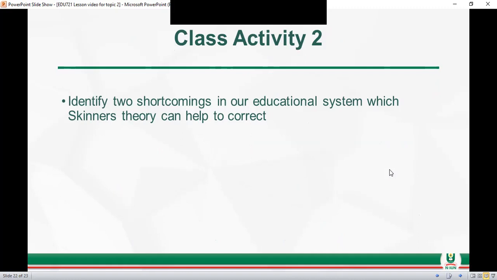So I leave you with the class activity. Identify 2 shortcomings in our educational system which Skinner's theory can help to correct.